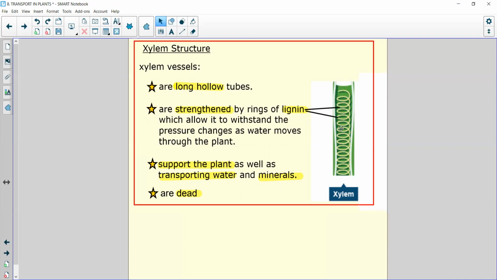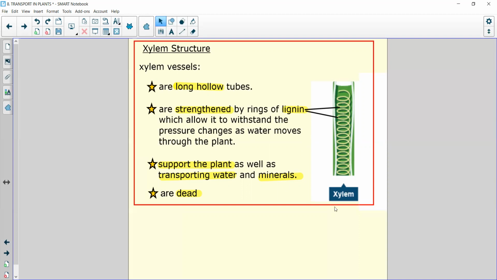We have something similar in our airways, in our trachea. It's held open by rings of cartilage. So the animal version of lignin is cartilage. It's doing the same thing. It's keeping that tube open so that it doesn't collapse and stop the flow of anything passing through it.